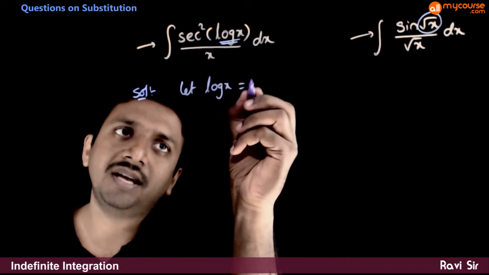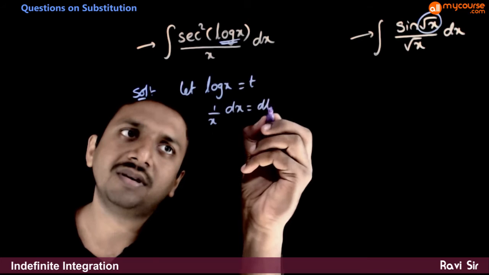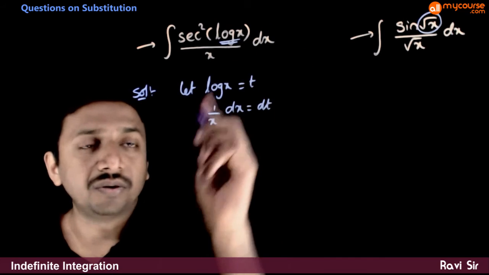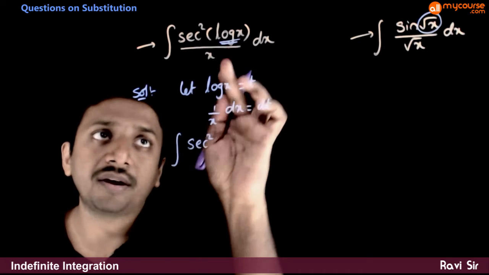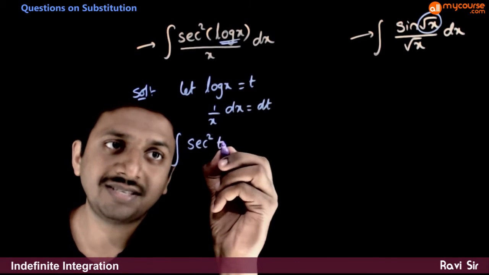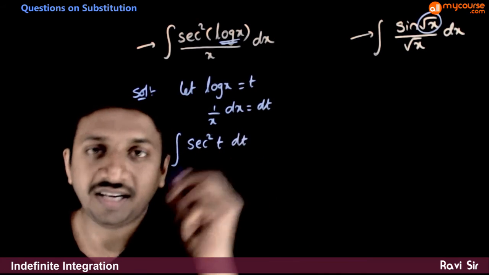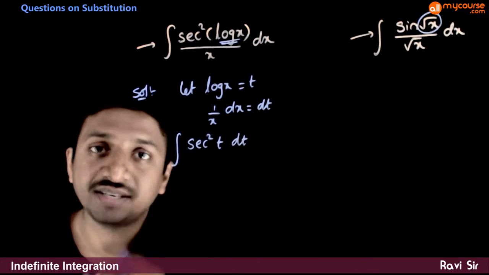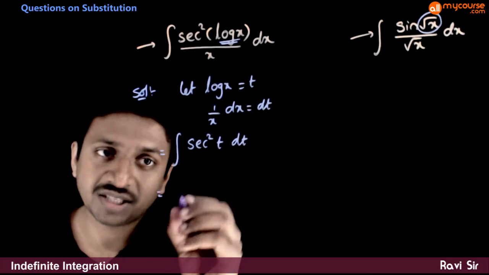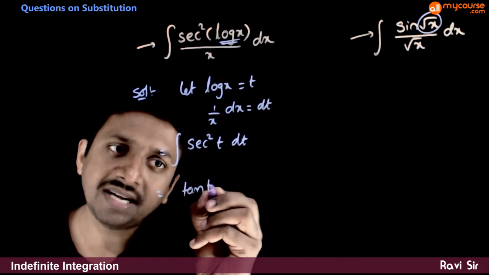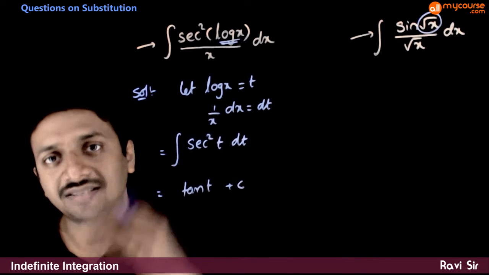log x is equal to t. So 1 by x dx is equal to dt. So this becomes integration of secant square of log x is t, and dx by x becomes dt. So integration of secant square t dt, that is equal to, what is integration of secant square t dt? Tan t plus c.